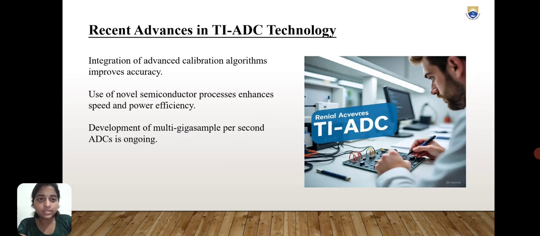Recent advances in TI ADC technology. Integration of advanced calibration algorithms improves accuracy. Use of novel semiconductor processes enhances speed and power efficiency. Development of multi-gigasample per second ADCs is ongoing.